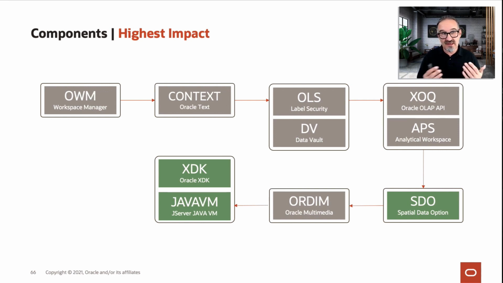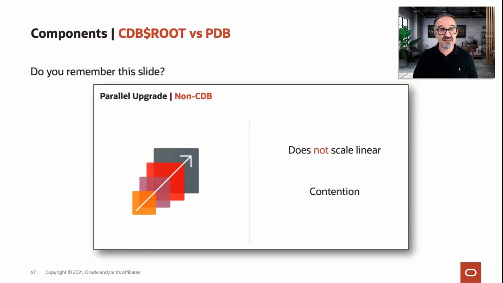Now I could blindly say, oh, the upper part of the slide, from Workspace Manager to OLAP, that really doesn't matter, but the lower part matters. And since ORDIM is desupported anyway, if I want to remove something, I just take the lower part of the slide, I remove Java VM and XDK, and with that also ORDIM and SDO, and then my database upgrade may be much, much faster. So this is the idea here.